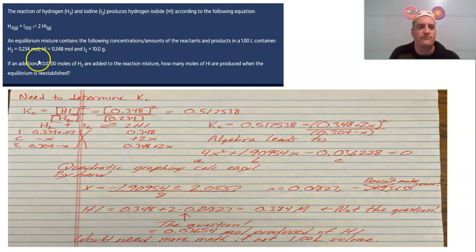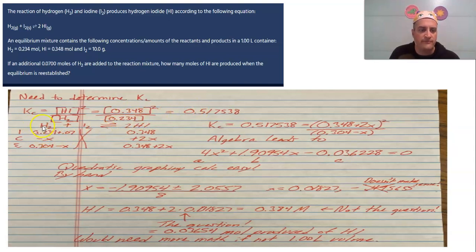We have moles. If we add an additional 0.07 moles of H2, how many moles of HI are produced when the equilibrium is established? Note, how many moles are produced when the equilibrium is reestablished? Not what's the final concentration, so keep that in mind. So we first need our Kc, products over reactants. I know it's molarity, so boom, I've got my Kc. So simple way to determine it.